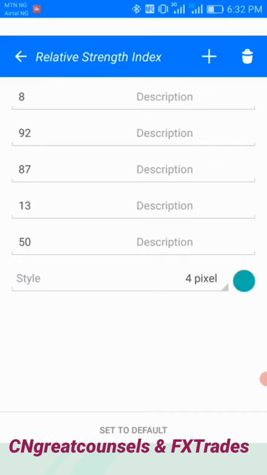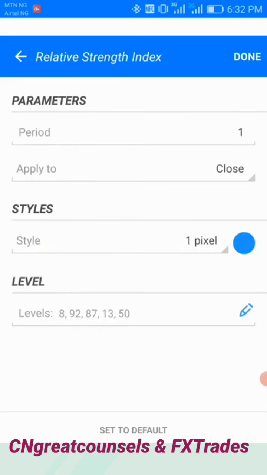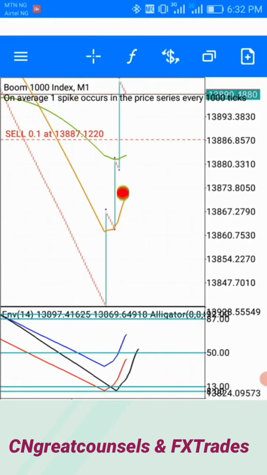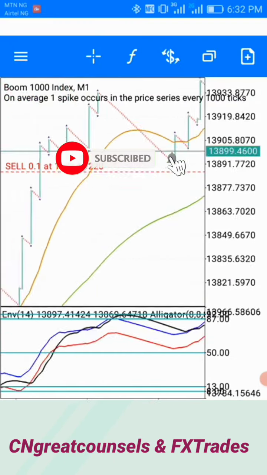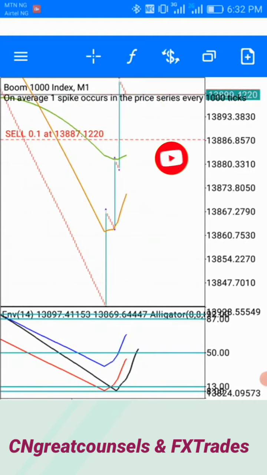to use it, okay? 8, 92, 87, 13, 50. Then the style is 4 pixels. Color is this light green you're seeing. Then you click done, okay? You click done. And let's get back to the chart right now. So how do you trade with this strategy?